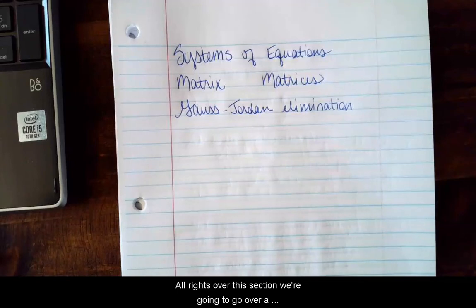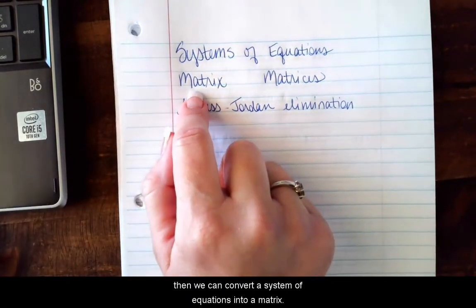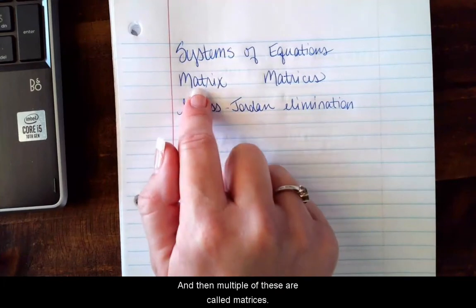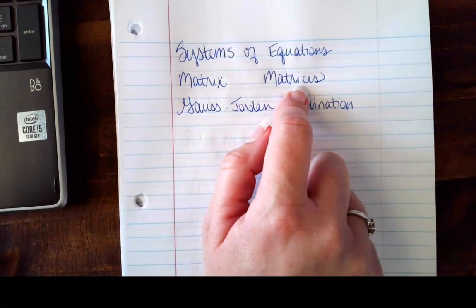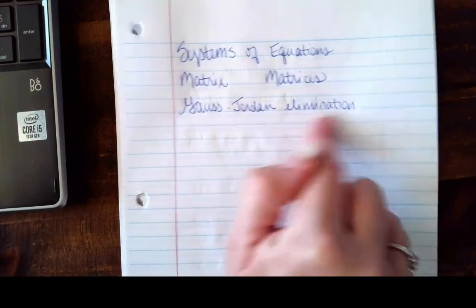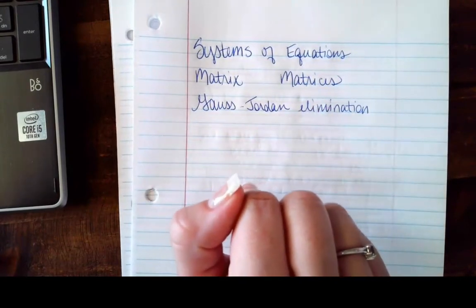All right, so for this section, we're going to go over a couple of things. One of them is systems of equations, and then we can convert a system of equations into a matrix, and then multiple of these are called matrices. So a single matrix or multiple matrices, and then we're going to solve these systems of equations using Gauss-Jordan elimination.